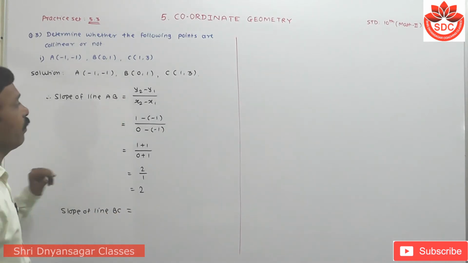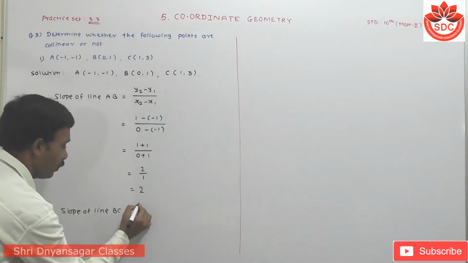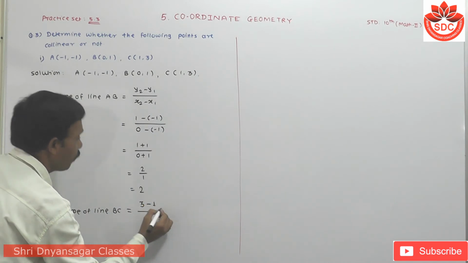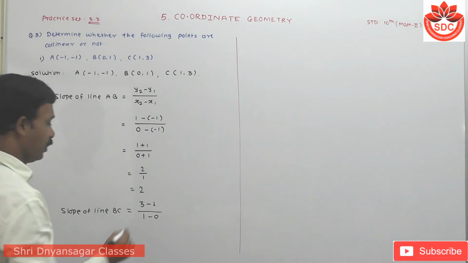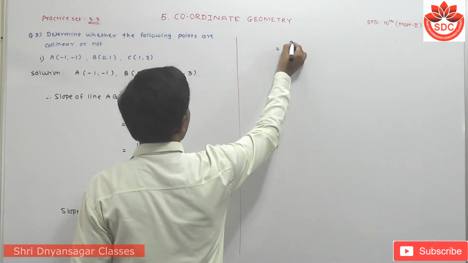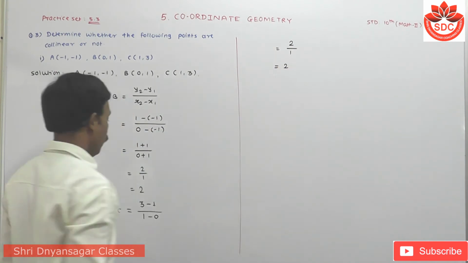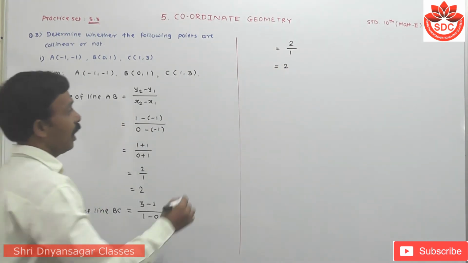Directly use this formula: y2 minus y1. Here is x1, y1, x2, y2. Then y2 is 3 minus y1 is 1, upon x2 is 1 minus 0. Then this value becomes 2 upon 1, which means 2. When we observe here, slope of line AB and slope of line BC are equal.